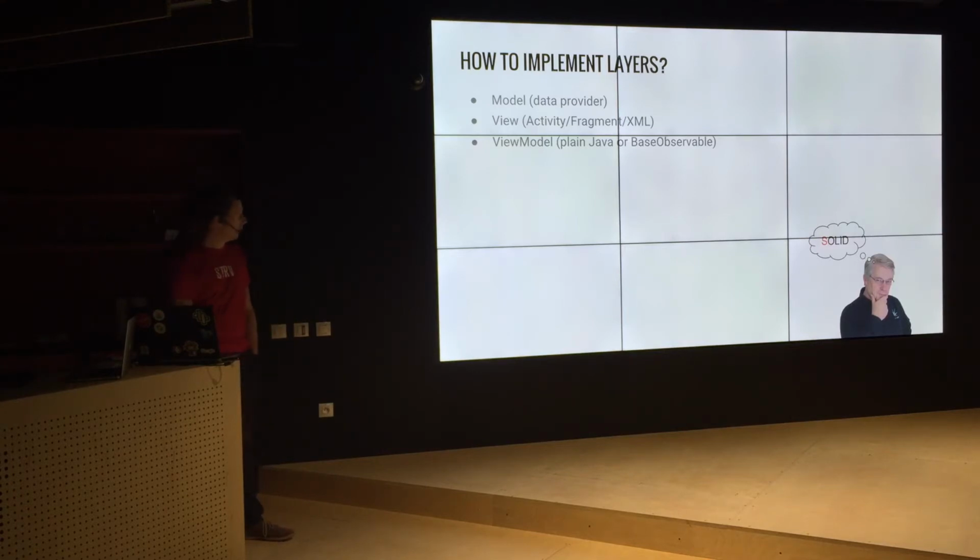And view will be implemented by activity or fragment and XML layout. And view model will be plain Java, or it will extend base observable from data binding library. And if we split the code into these 3 layers, we accomplish the first rule of solid principles. It's a single responsibility principle.